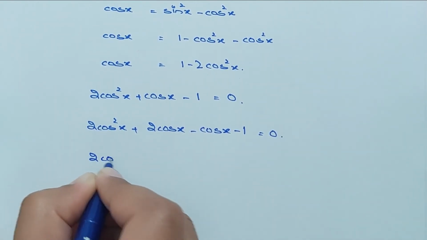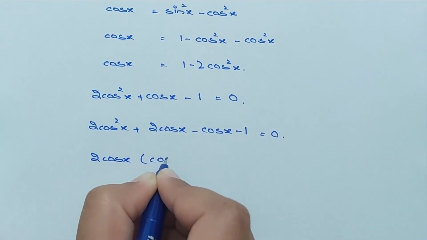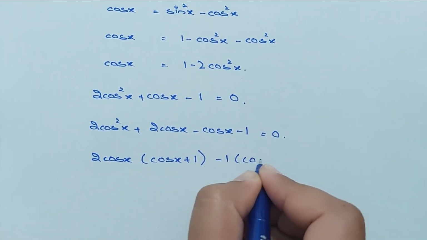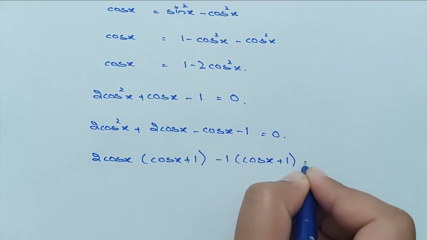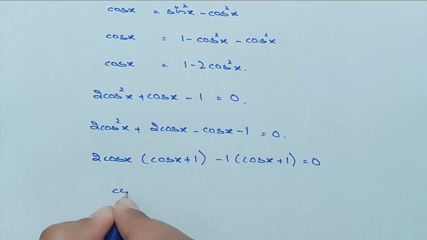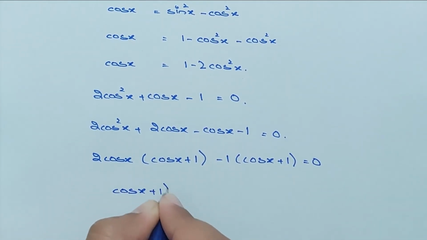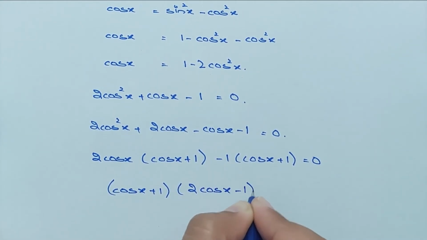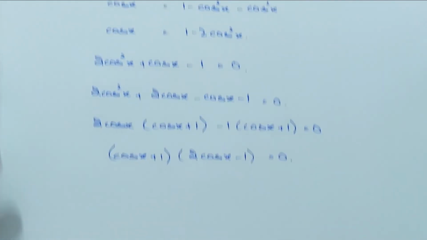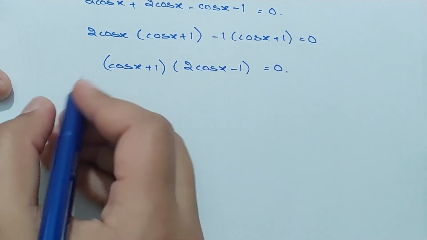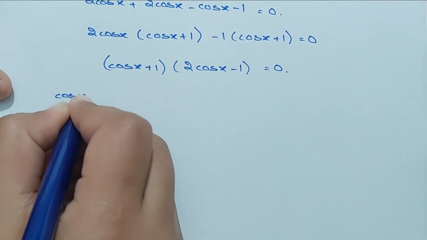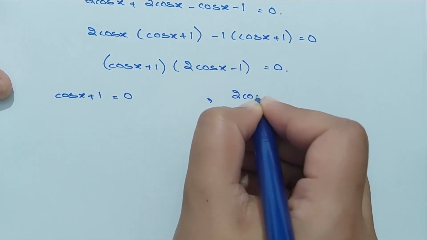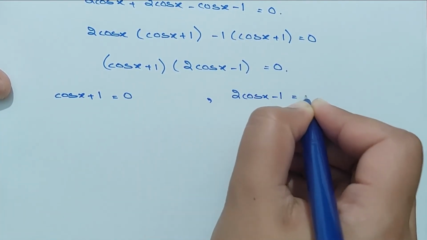2 is common and cos x is common. We are left with cos x minus 1 plus 1. Minus 1 is common. Cos x plus 1 equals 0. The two factors are cos x plus 1 and 2 cos x minus 1 equals 0, right? Now let me put both factors separately equal to 0 to solve for cos. So cos x plus 1 equals 0 and 2 cos x minus 1 equals 0.